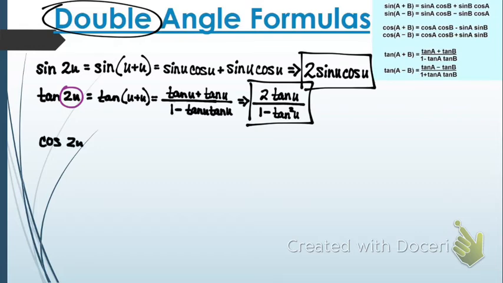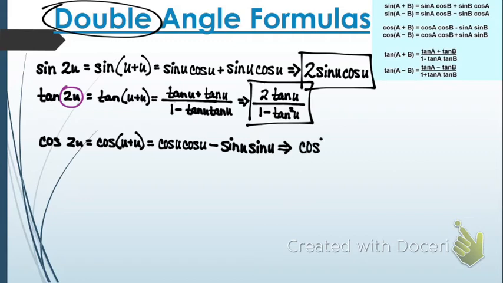Cosine of 2u. I want to use my addition formula to help me with this, so I'm going to rewrite that as cosine of u plus u. What's this going to look like? Cosine u cosine u minus sine u sine u. Can I clean that up at all? Cosine squared u minus sine squared u.